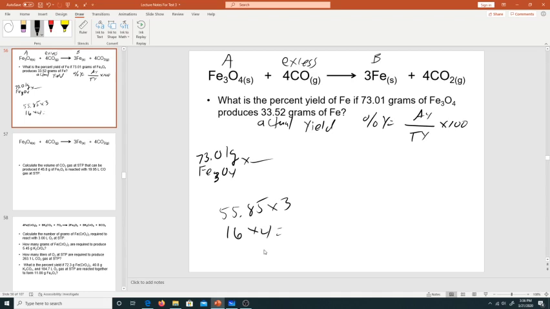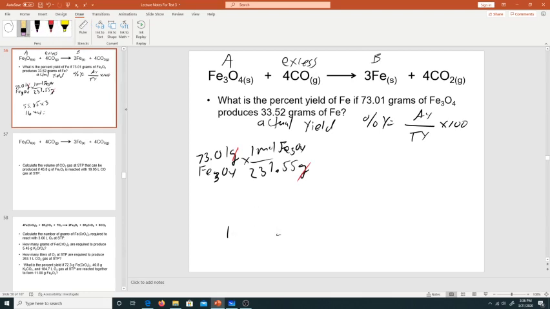We do all the math. 55.85 times 3 plus 16 times 4. So I have a grand total of 231.55 grams, 1 mole of Fe3O4. Alright, so that's the molecular weight of this, or the formula weight to be more precise in this case.